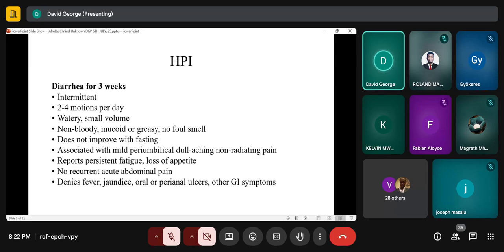Okay, so for the diarrhea, this patient presented with intermittent diarrhea, 2 to 4 motions per day. It was watery, of small volume, non-bloody, non-mucoid or greasy, and there was no foul smell. It does not improve with fasting. It was associated with mild periumbilical dull aching, non-radiating abdominal pain. He reports persistent fatigue and loss of appetite, but there is no recurrent acute abdominal pain. He denied fever, jaundice, oral perianal ulcers, other GI symptoms, and he also did not report any night sweats.